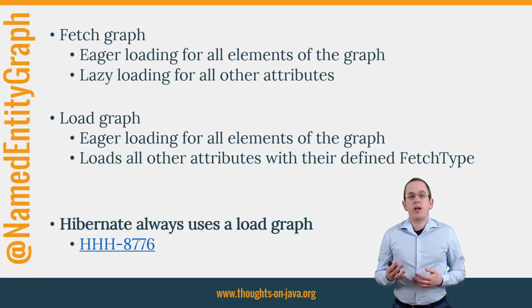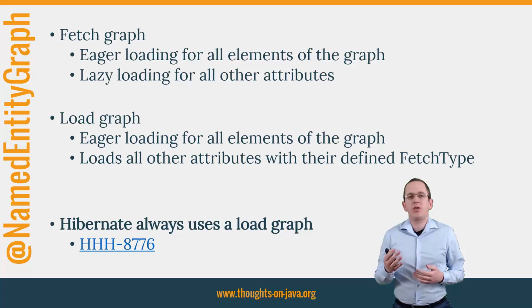You saw on the previous slide that I used javax.persistence.loadGraph to define the hint. This is one of the two ways defined by the JPA specification to use an entity graph. You can either use it as a fetch or as a load graph. And the persistence provider will use eager fetching for all properties that are part of the graph definition. But they differ in the fetching behavior for properties which are not part of the graph definition. The fetch graph uses lazy fetching for these properties, and the load graph uses their defined fetch type.